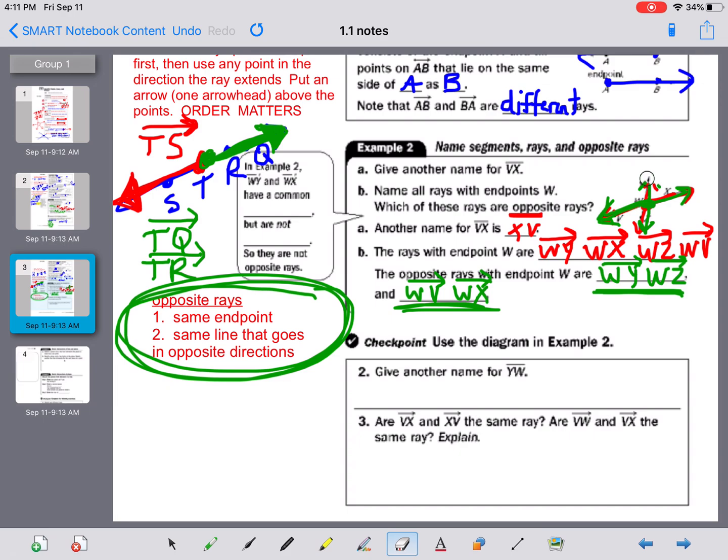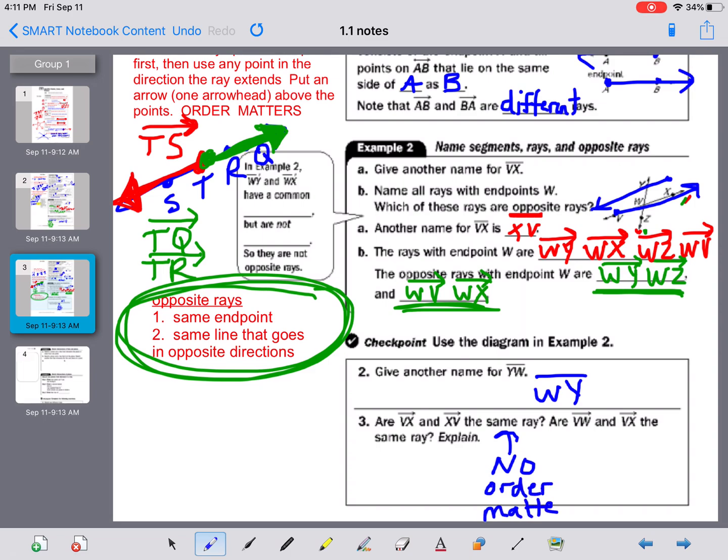All right, cleaning up the picture here so we can use it for our last examples down here on 2 and 3. It said look back up here and let's name another name for segment YW. The only way you can have a second name for a segment is to flip the letters, WY. They ask you, are VX, let me clear this up, are VX, so ray VX starts at V, goes through X, and XV starts at X and goes through V, are those the same ray? So for my first question, I'm going to have to say no. Not this, the order matters, right?